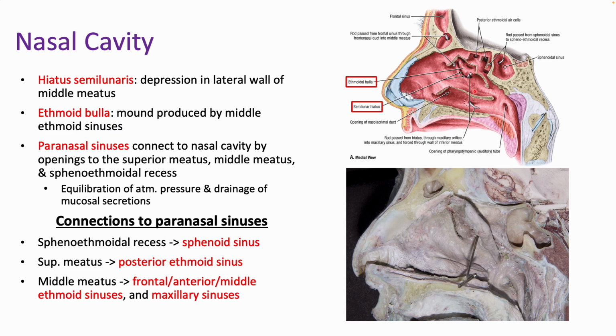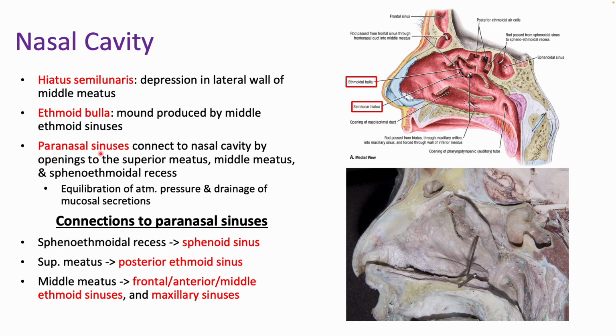What that's running around is this bulb-like formation right here, and that's called the ethmoid bulla. So that's right here in this picture. This is a mound-like structure that's produced by the middle ethmoid sinuses. And we'll look at the sinuses in a future slide.